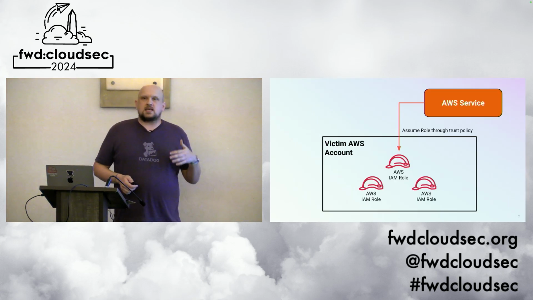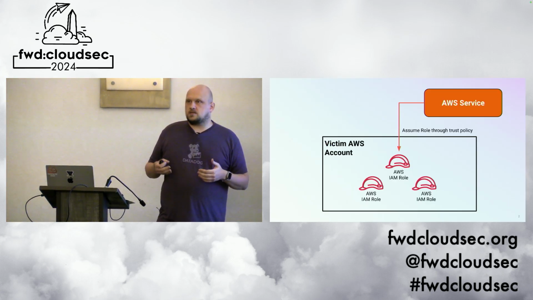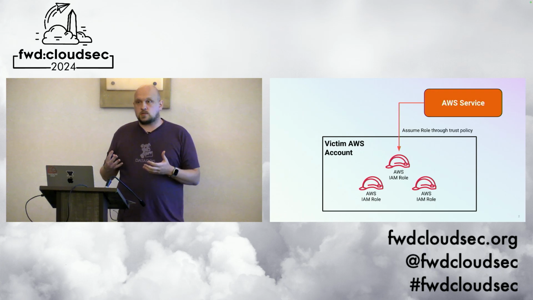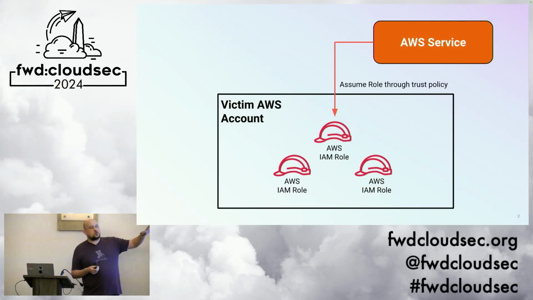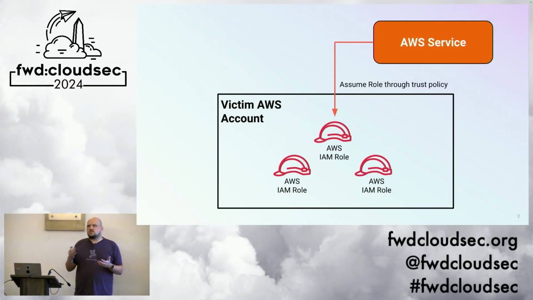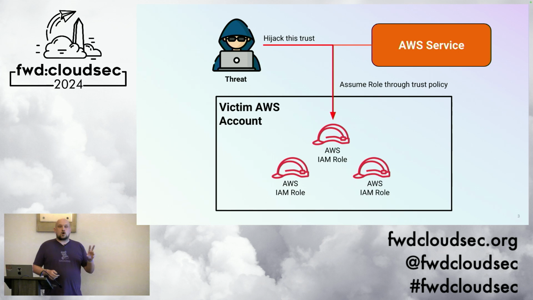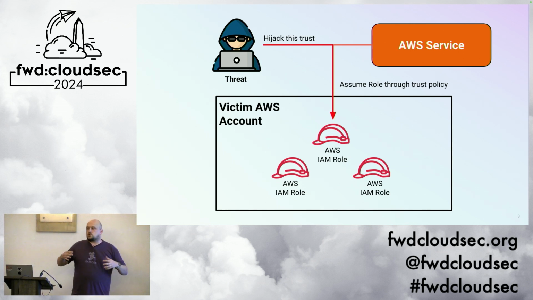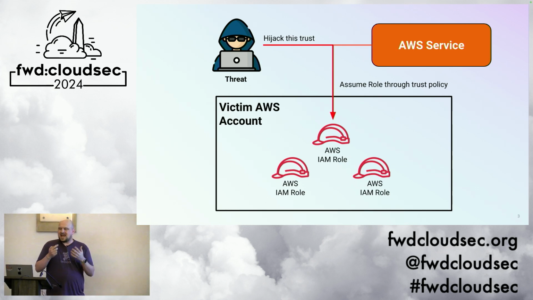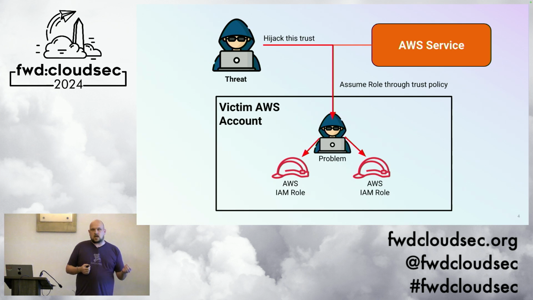What we mean by that is a common design pattern in AWS is to have an IAM role in the account that has a trust relationship back to some AWS service. This is for things like EC2, Lambda, and other compute services, things like Glue for ETL jobs, or auto-scaling groups to manage your resources, and so on. What we're going to be looking at in this talk are two vulnerabilities that allowed us to hijack this trust relationship and gain access to the AWS account as those roles.